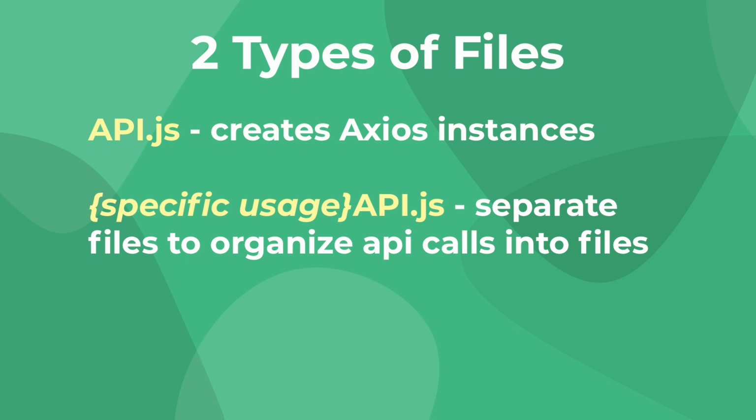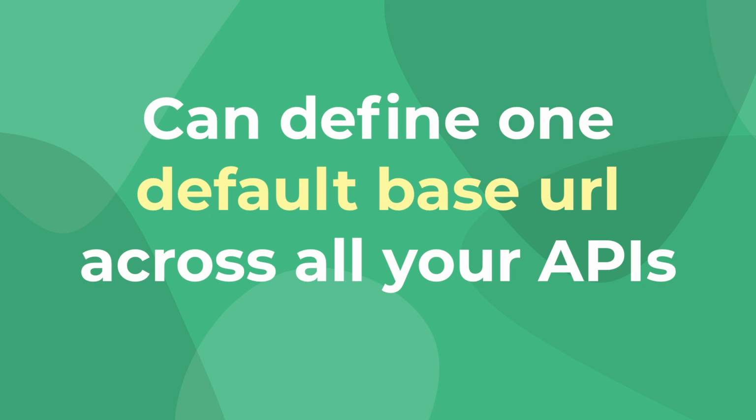This has several benefits. First, by creating one api.js file that creates your Axios instances, it means that your base URL is set in one place. Meaning that if you want to change your base URL, for example, between development and production servers, you only really have to change it here.